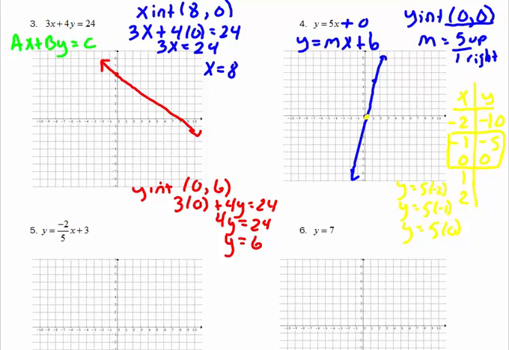0, 0, got it. -1, -5. Does it give us the same exact line? Yes. So as you can see, it doesn't matter which method you use. You'll get the same line.